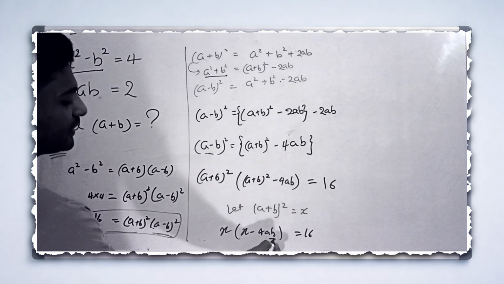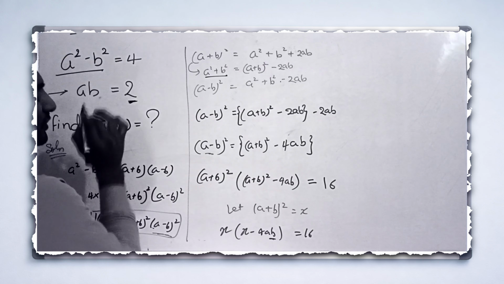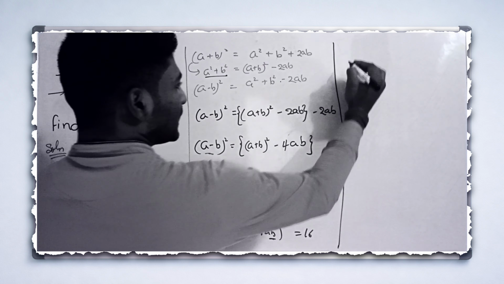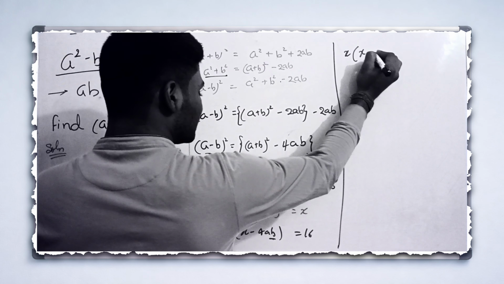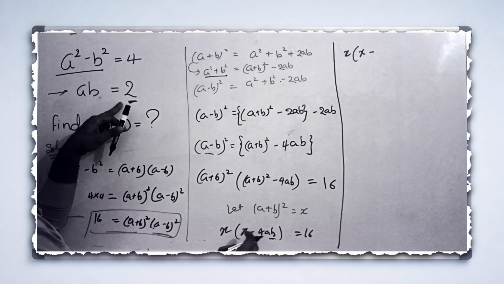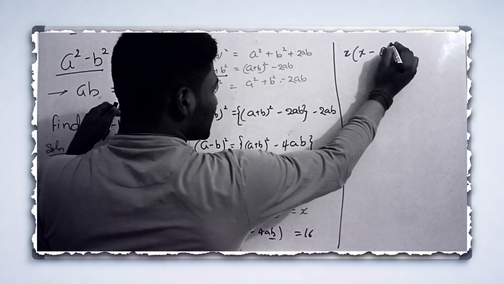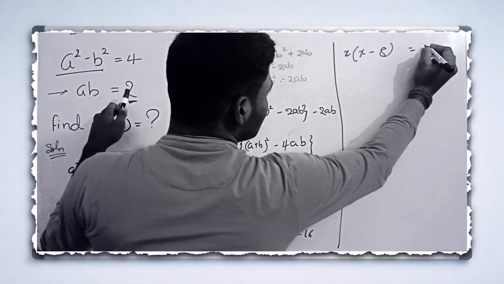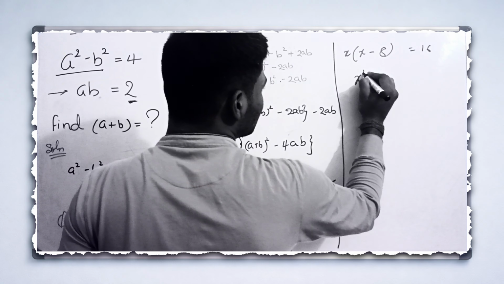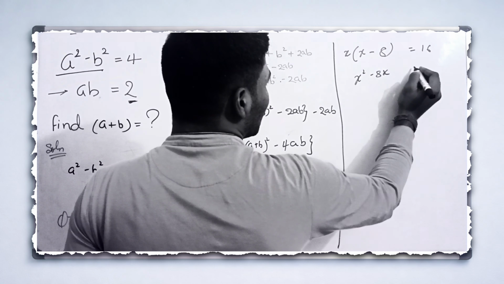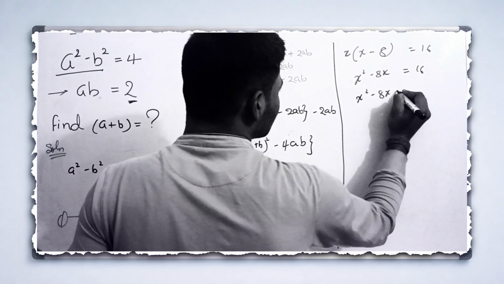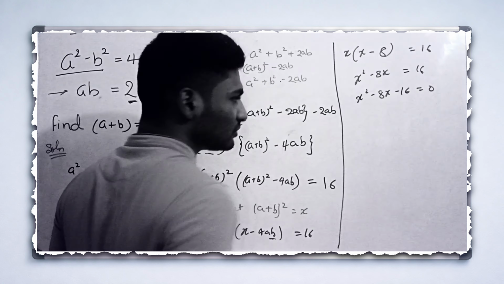But we are given the value of ab, which is equal to 2. So this becomes x into x minus 4 into 2, and 4 into 2 is 8. So x into x minus 8 is equal to 16. Expanding this, we get x square minus 8x is equal to 16, or x square minus 8x minus 16 is equal to 0.